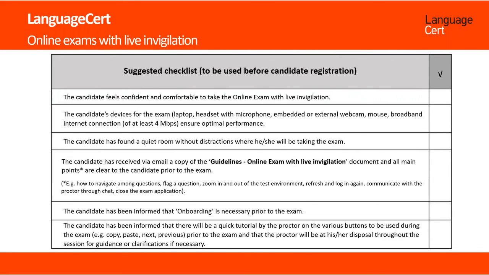Has the candidate found a quiet room without distractions where they will be taking the exam? So that's to say a room without any music in the background, without any radio or TV switched on, and so on. Has the candidate received and read a copy of the candidate guidelines, online exam with live invigilation, and are all the main points in this guide clear? For example, does the candidate know how to navigate among questions, flag a question, or zoom in and out of the test environment, or refresh and log in again? Communicate with the proctor through chat, or close the exam application?